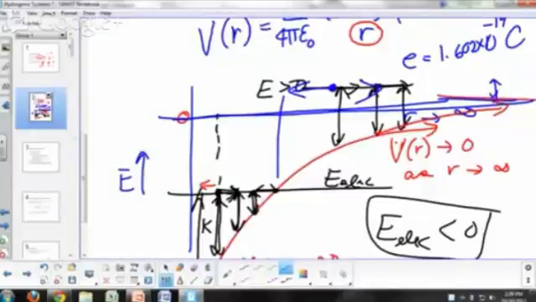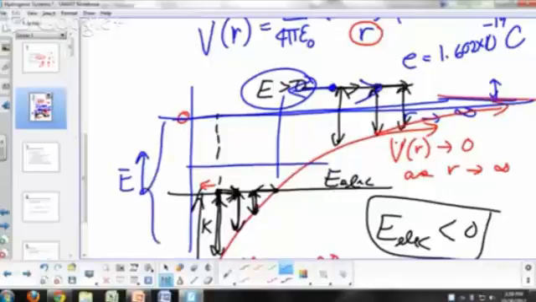Okay, so anyway, if you have E greater than 0, if we were to treat this quantum mechanically, you'll have what's known as continuum states, just like your free particle, except that the potential energy is not constant. And when you have energy less than 0, you have what's called bound states, and we'll be solving for the allowed energies for the bound states of our electron.